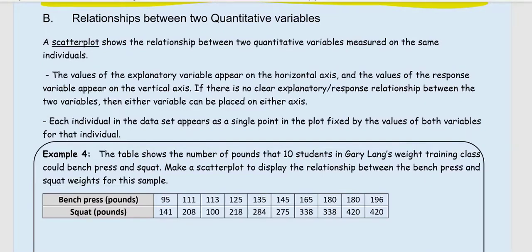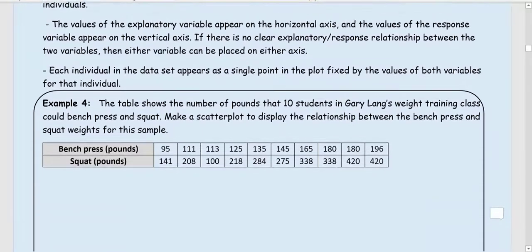So the values of the explanatory variable appear on the horizontal axis. That makes sense because explanatory is x, and the values of the response variable will appear on the vertical axis. Again, the vertical axis is the y-axis. If there is no clear explanatory or response relationship between the two variables, then either variable can be placed on either axis. So each individual in the dataset appears as a single point in a plot fixed by the values from both variables of that individual.